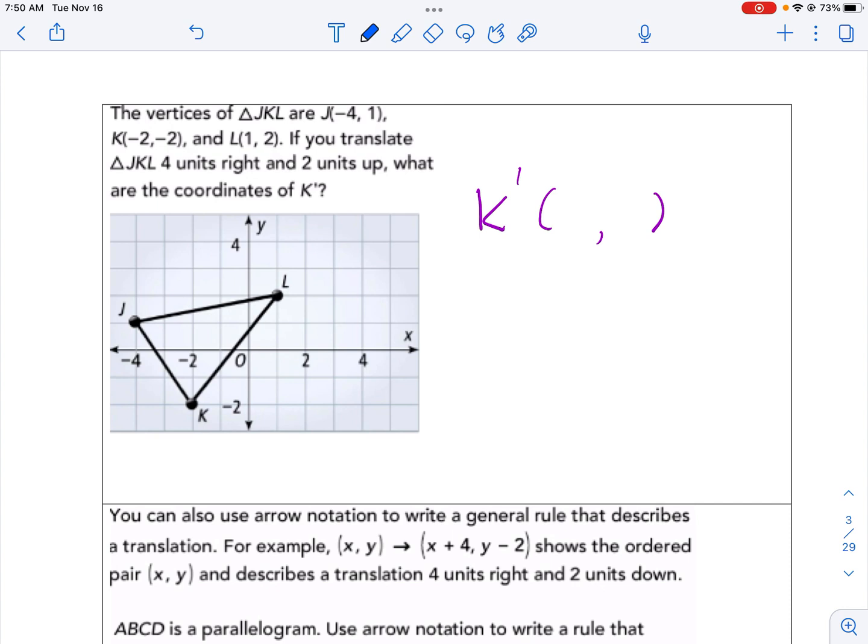Now, if we read the directions here, it's only asking for the coordinates of k prime. So we only need to translate this one point, point k. That is it. And it tells us to go 4 units to the right. So I'm going to translate 4 units to the right, just point k. There's 4 units to the right. And then up 2 units. There's the point k prime. And that is the coordinate 2, 0.